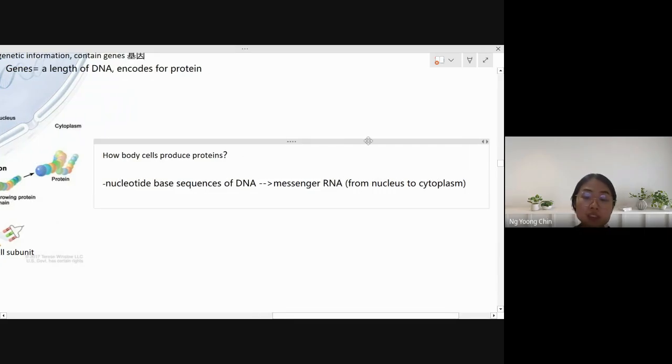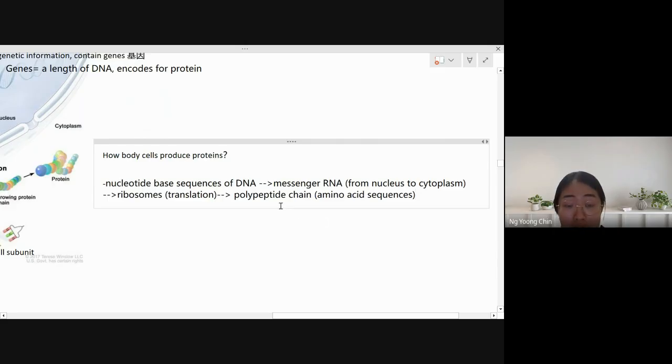They will get to the cytoplasm, and then approach the ribosome. What will the ribosome carry out? They will carry out the translation process. So please remember to write translation in your answer. So the ribosome will produce the polypeptide chain. This shows that the amino acid sequence is determined by the nucleotide base sequence. Remember that.